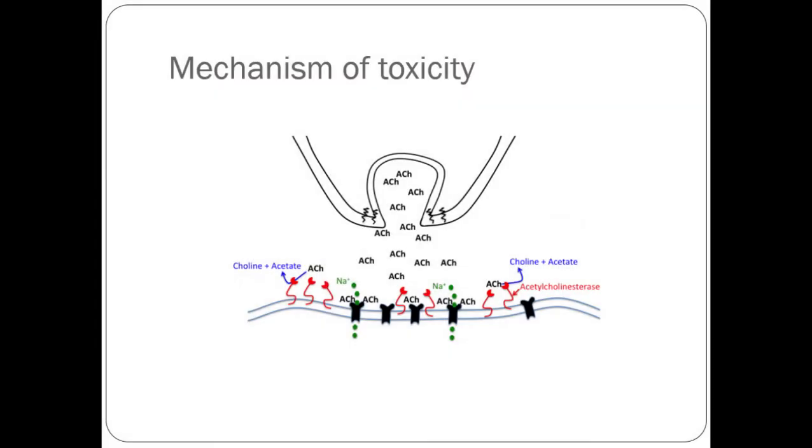Okay, so what is the mechanism of toxicity of organophosphate? You will know that normally acetylcholine is an important neurotransmitter in the nervous system, and after liberation of acetylcholine, it will be cleaved by the acetylcholinesterase enzyme into choline and acetate after doing its action. So acetylcholine will be liberated, induce its action, then be cleaved by the cholinesterase enzyme into choline and acetate.